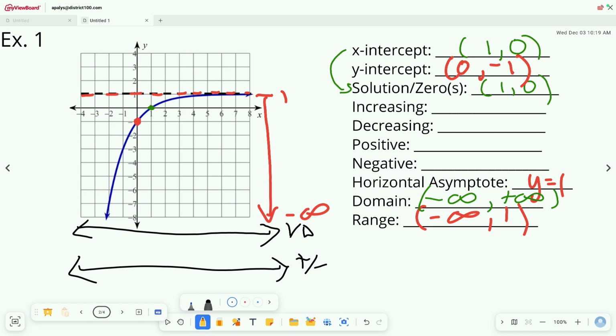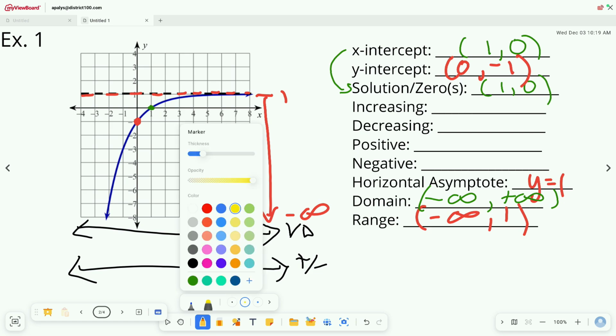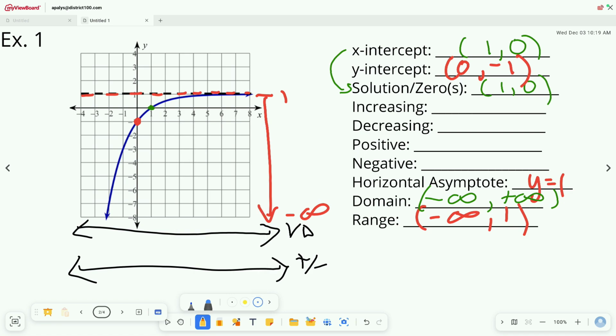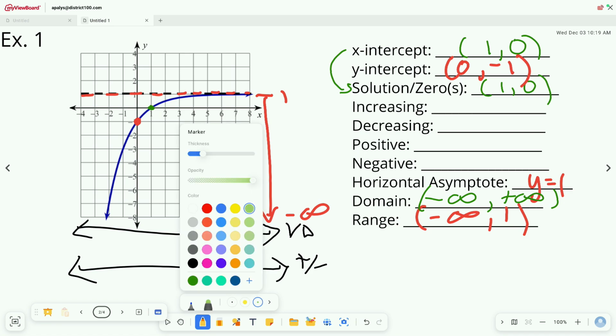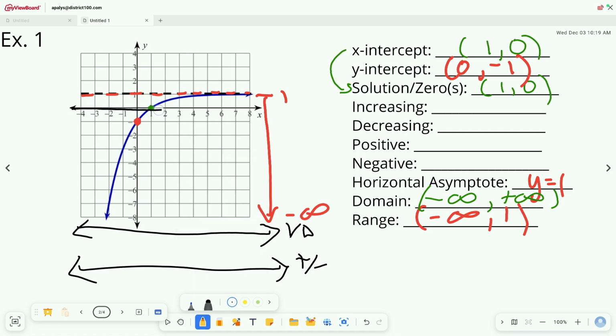Okay, so you said you want to do positive, negative? Okay, what separates my positive and my negative? No, I want you to tell me. What is it called? It is. Okay. So our x-axis is what separates our positive and our negative values. Okay, so what do you want to tell me first?